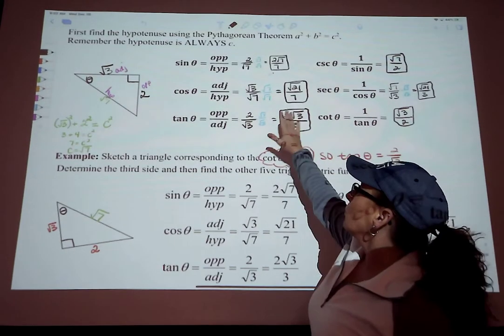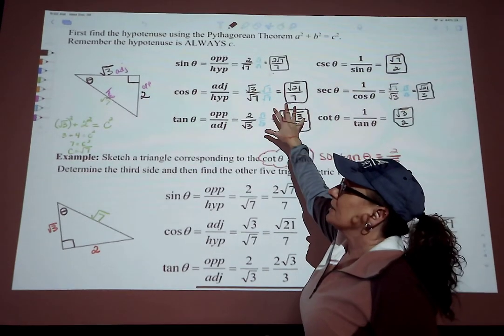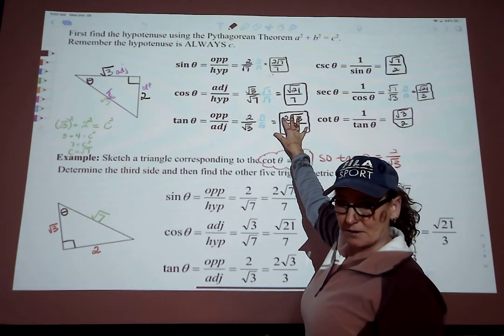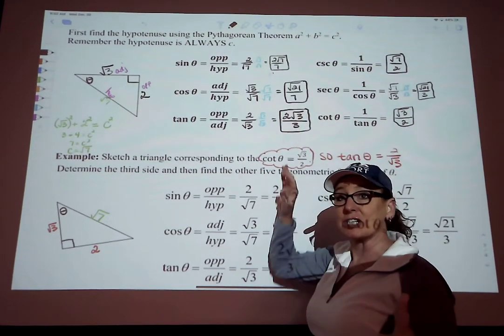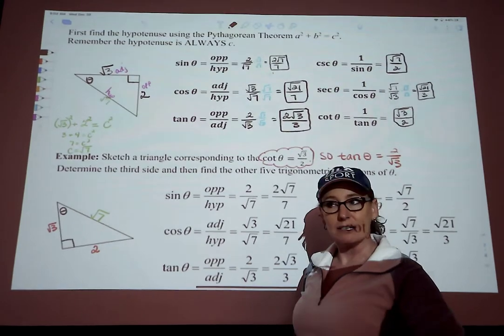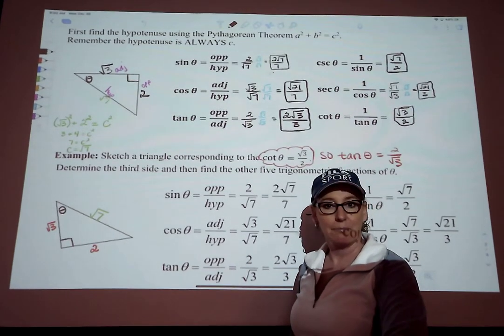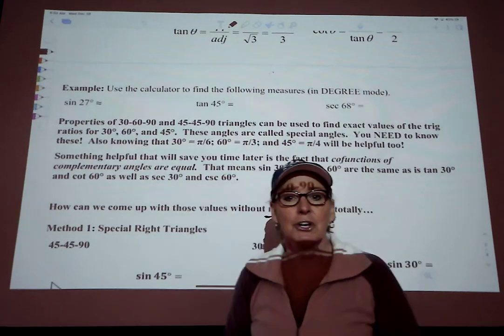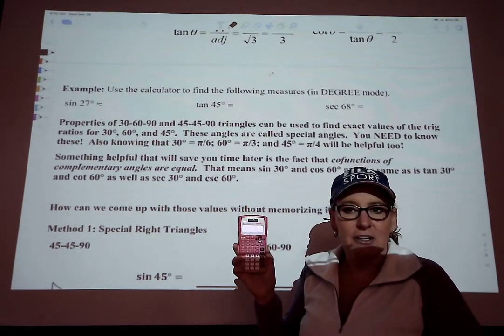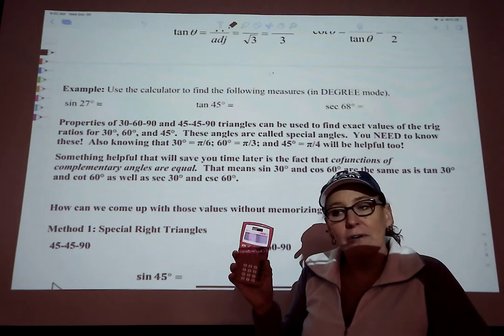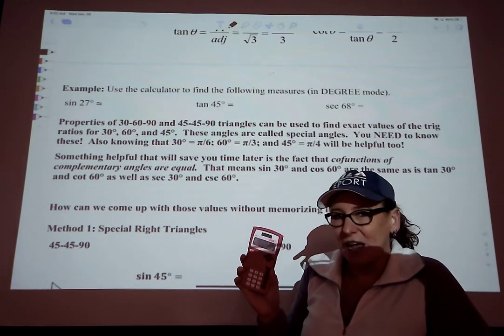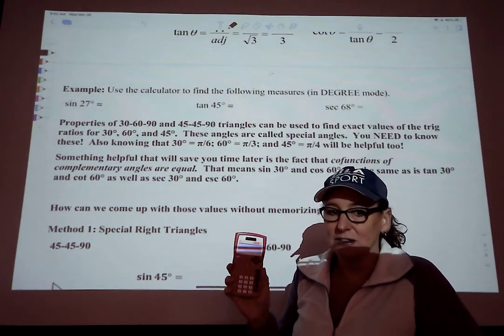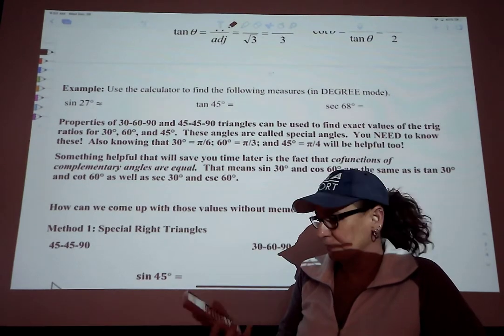Okay? We are coming up with sine, cosine, and tangent fractions. But remember, fractions can be represented in decimal form. Keep that in mind. Let's go to the back. You're going to need your scientific calculator. If all you have is your graphing right now, that's okay, but keep in mind for this upcoming test, it's going to need to be scientific.